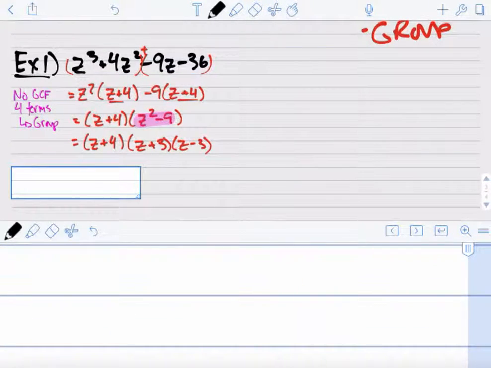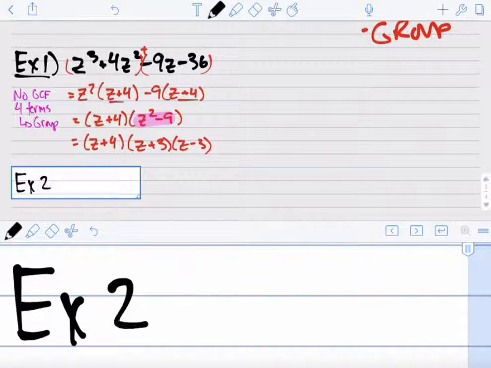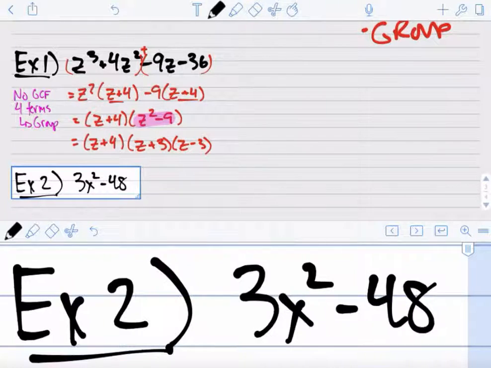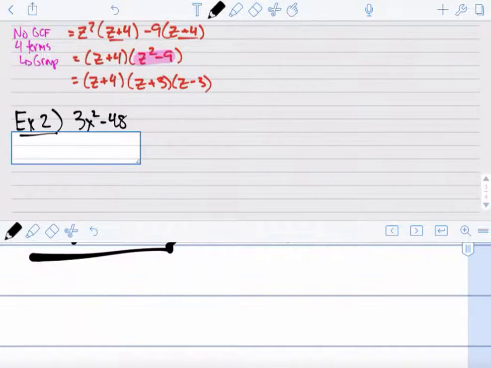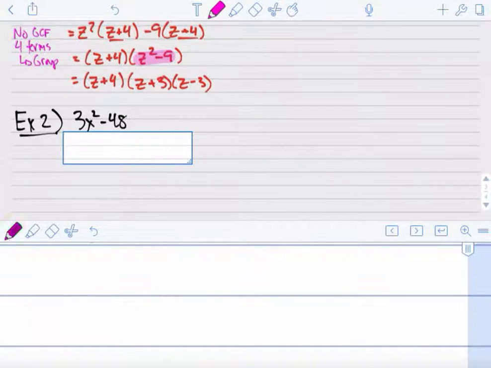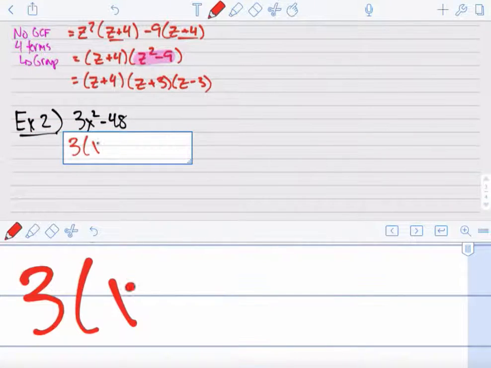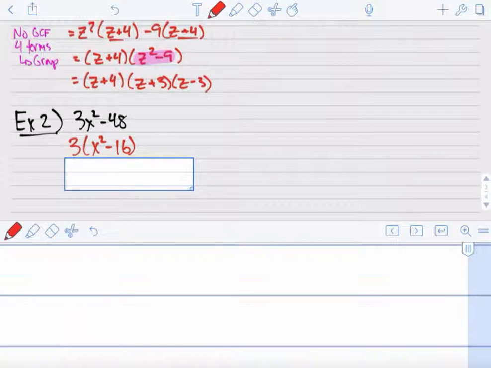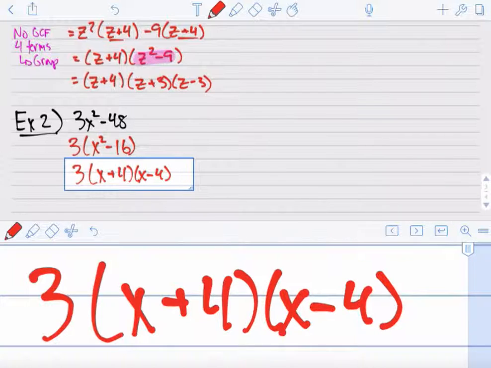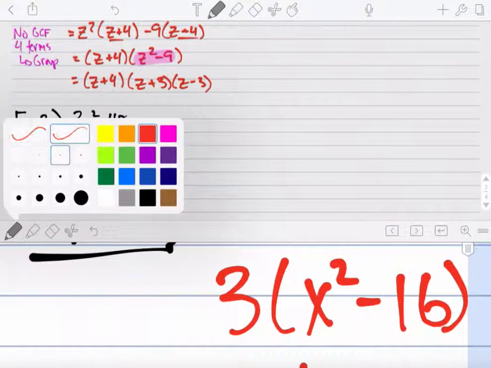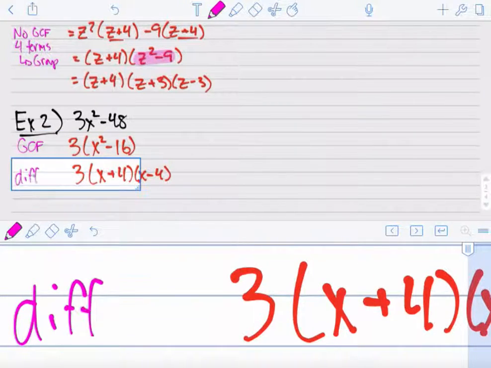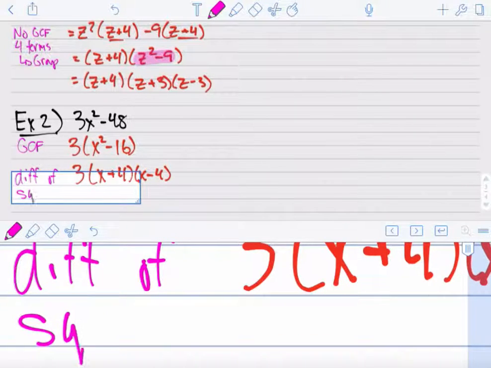Let's look at the next one. Example 2 is 3x squared minus 48. It does have a GCF. The GCF is 3, so I'll pull the 3 out. I'm left with x squared minus 16, and that's a difference of squares. So that's x plus 4, x minus 4. So this is GCF, and this is difference of squares.